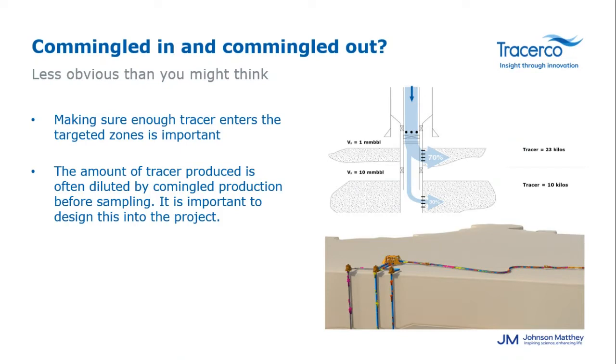Commingled production can also cause significant dilution, having a similar impact on the tracer volumes as commingled injection. However, these operations also provide some efficiencies, such as analyzing one sample from multiple wells while looking for the first breakthrough.